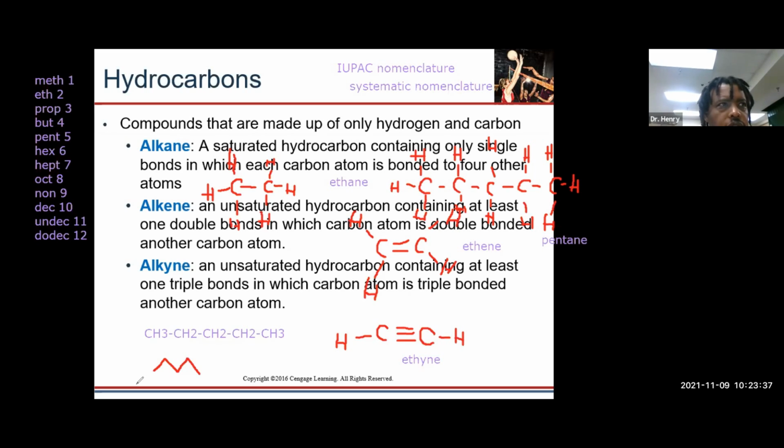Okay, so this is called skeletal. And this guy would be called condensed. And it means exactly the same thing. Okay, so you'll see a lot of structures like this. We know that we're talking about carbon structures when you see symbols like this, where each of these represents a carbon. Do you see that?